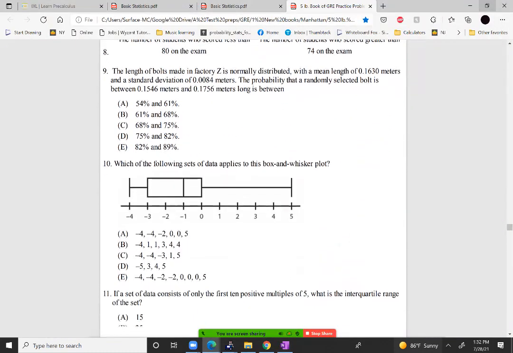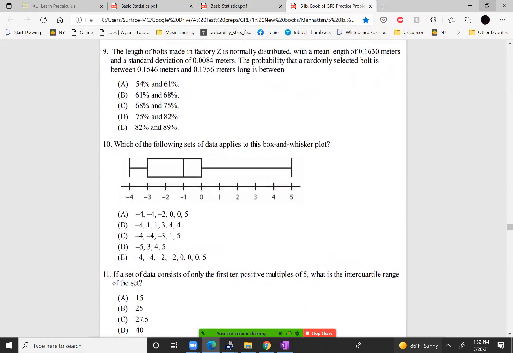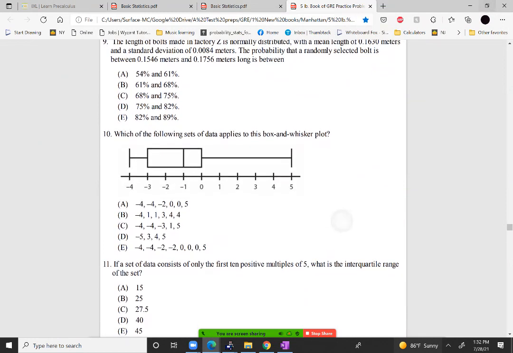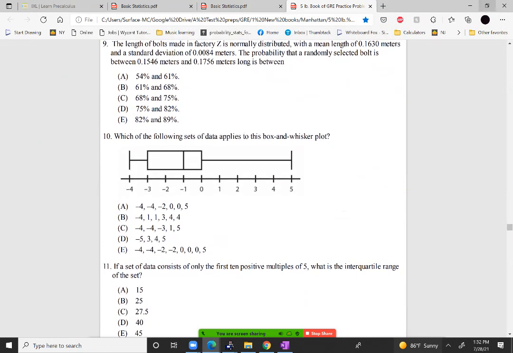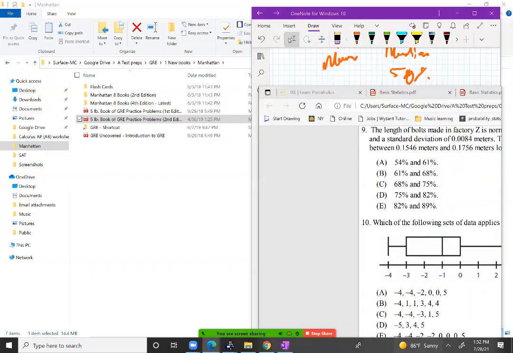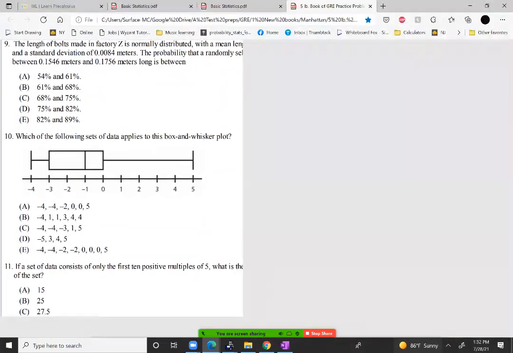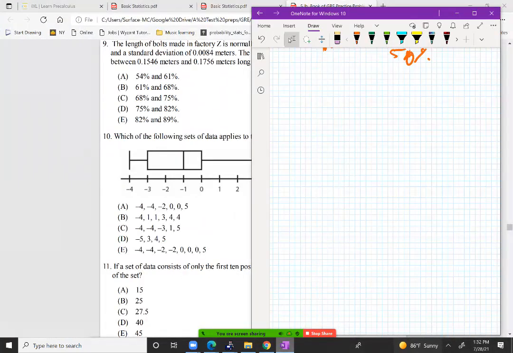Let's look at question number 9. Go ahead and try it first. Link the bolt to manufacturing. Let me make it bigger. I'm just copying it to the notebook. Yeah, go ahead.